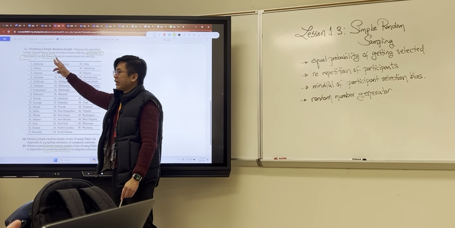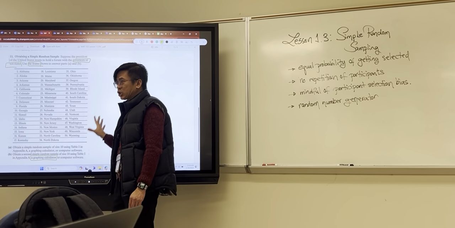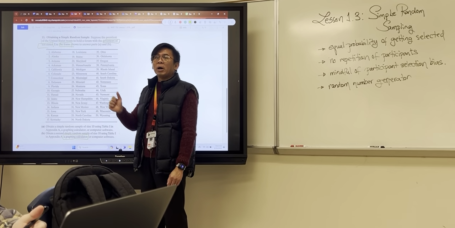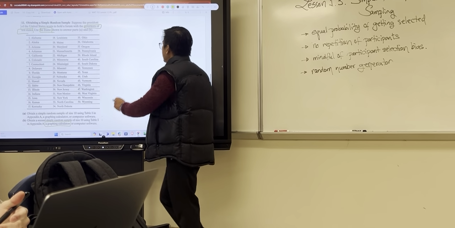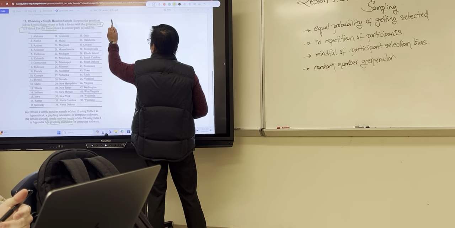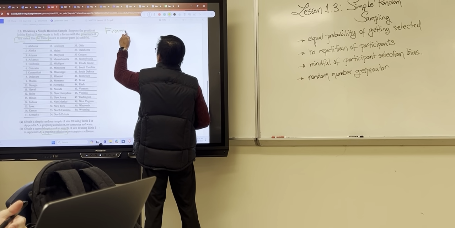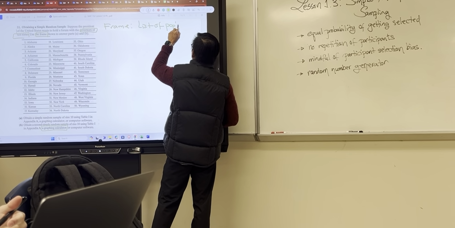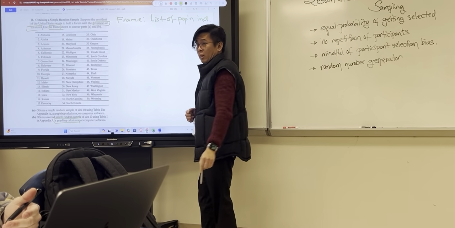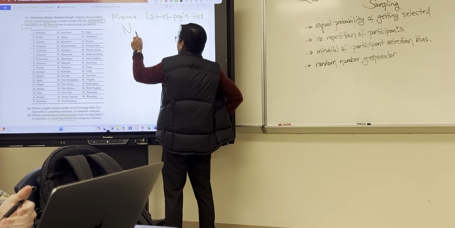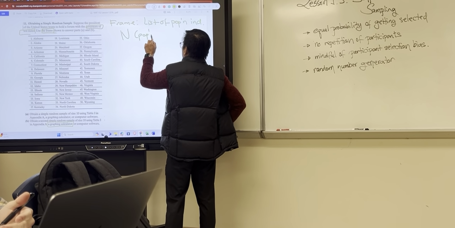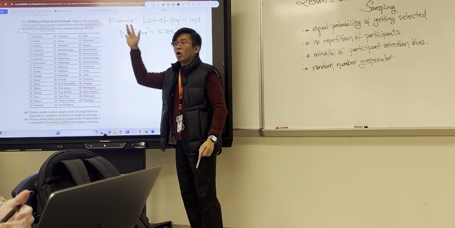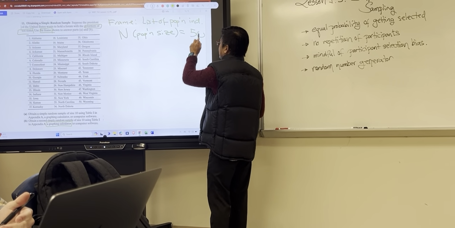Again, when we talk about a frame, what is it? This is the list of all members, not of the sample, but of the population. Cool. So in here, this is the entire frame, right? The list of population individuals. And the big N is basically called our population size. How big is our population in here? All 50 states. Very good. Big N, that's the population size.